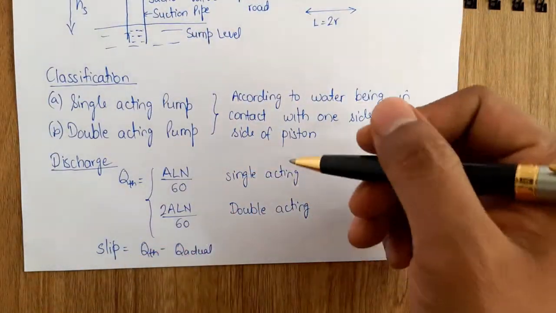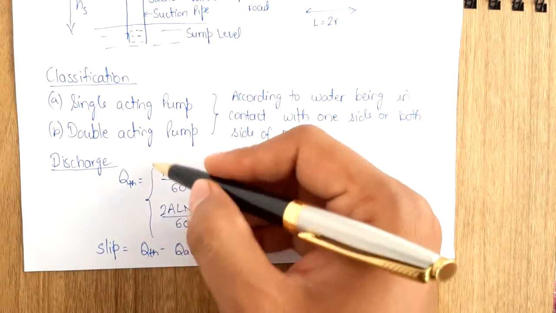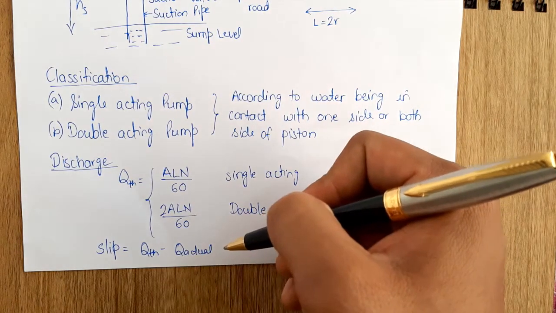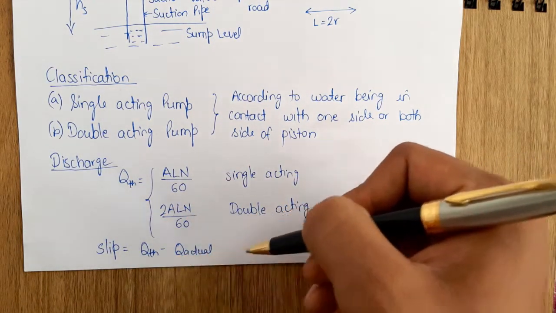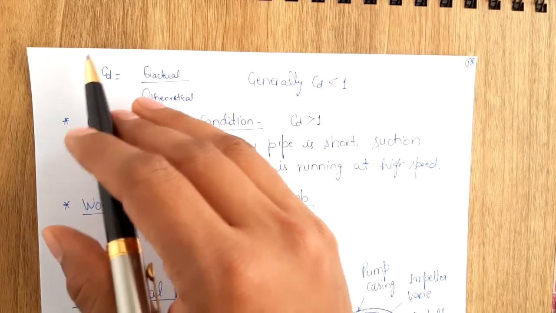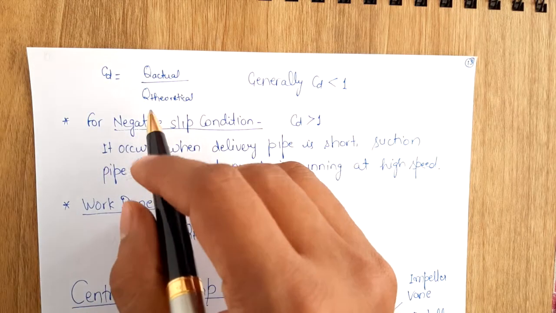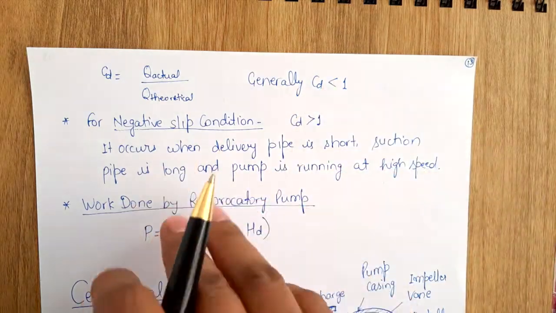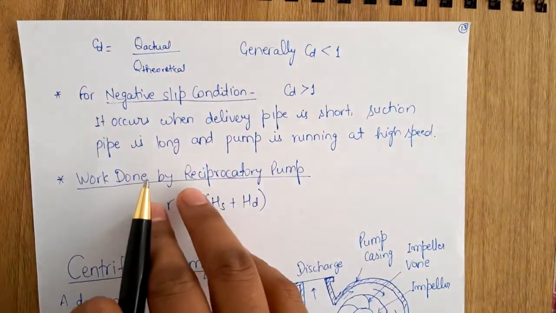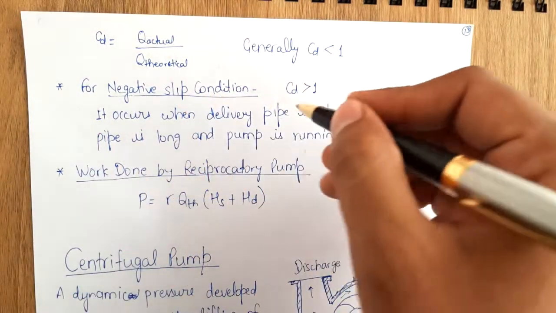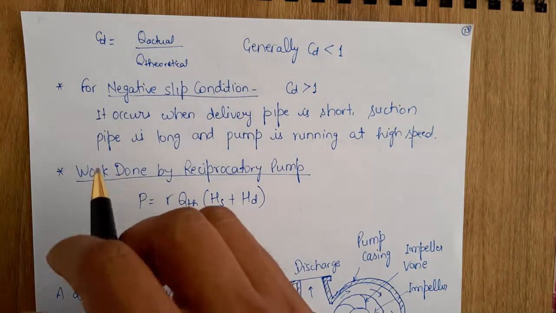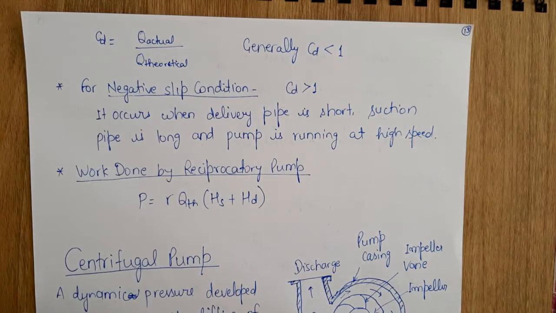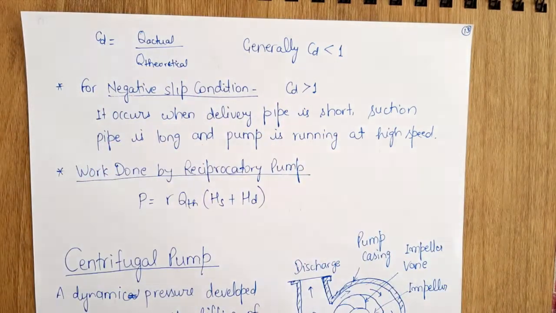Now what is slip? Slip is the theoretical discharge minus actual discharge. Okay, and percentage slip will be Q theoretical minus Q actual upon Q theoretical into 100. Now coefficient of discharge will be Q actual upon Q theoretical, that is, generally the CD value is less than 1. But in case of the negative slip condition, the CD value will be greater than 1, and it occurs when the delivery pipe is short, suction pipe is long, and pump is running at high speed. So this is the case of the negative slip condition.